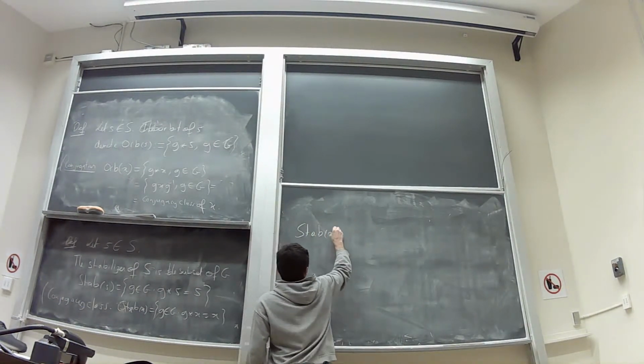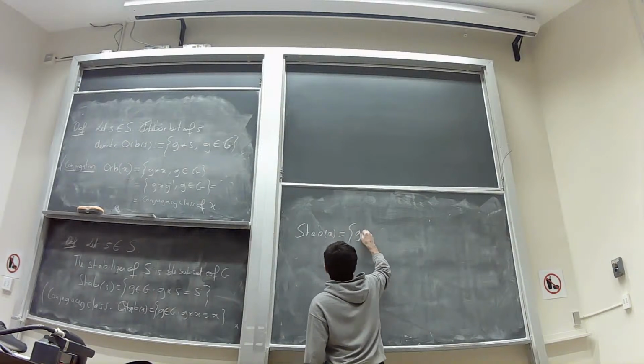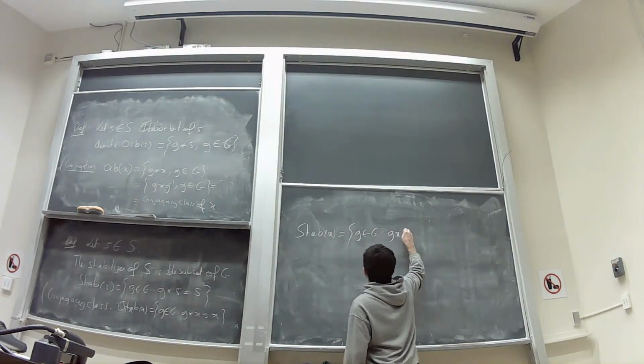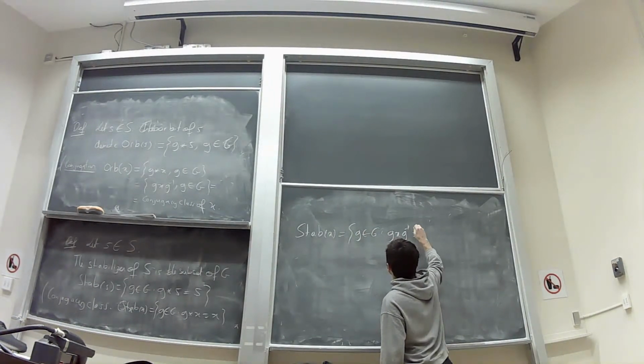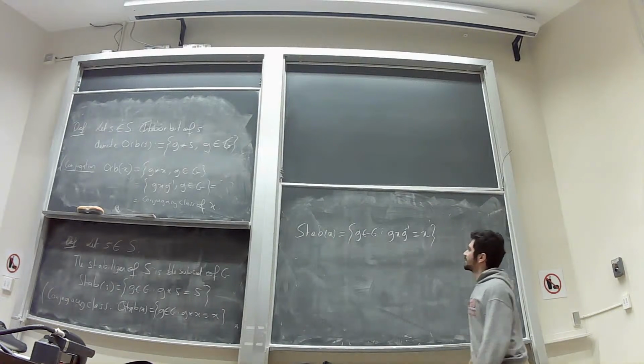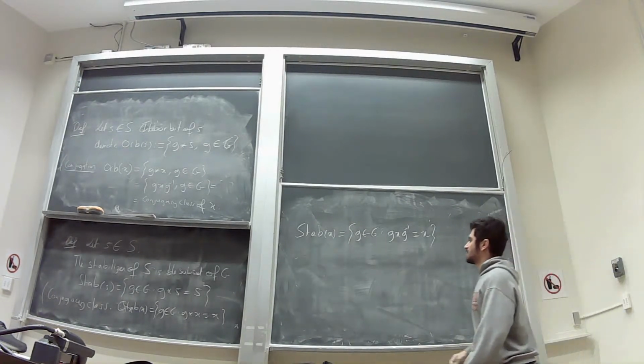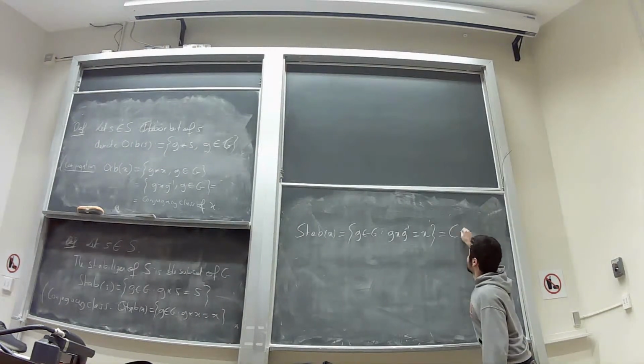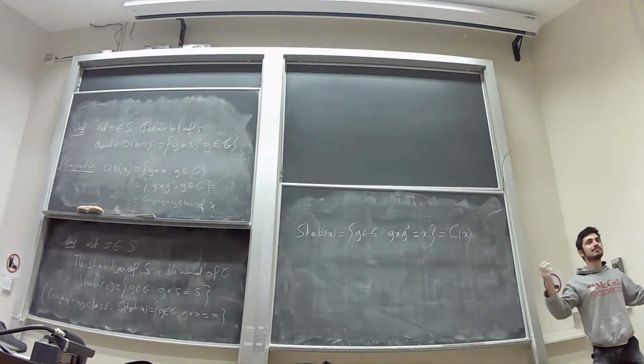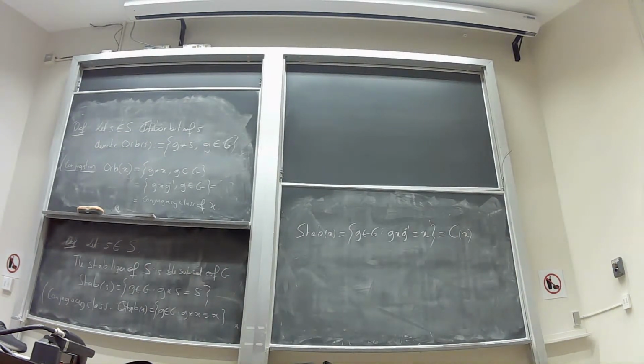So what is stab X? It's just the set of G in the group such that G X G inverse is equal to X. This is just the centralizer of X. Agree? Bring the X inverse on the other side. It's just the G that commutes with X.